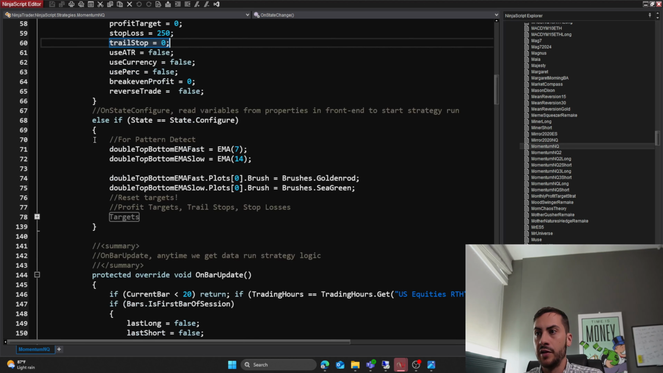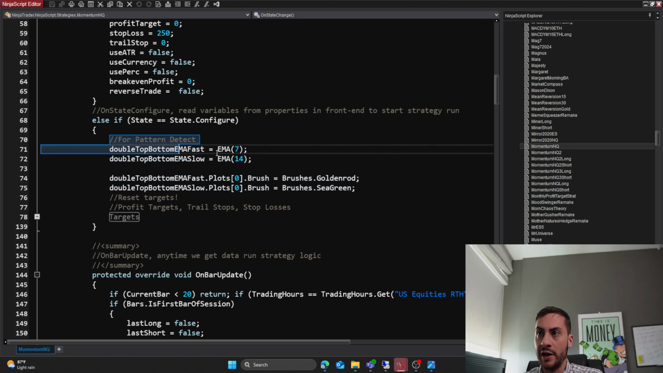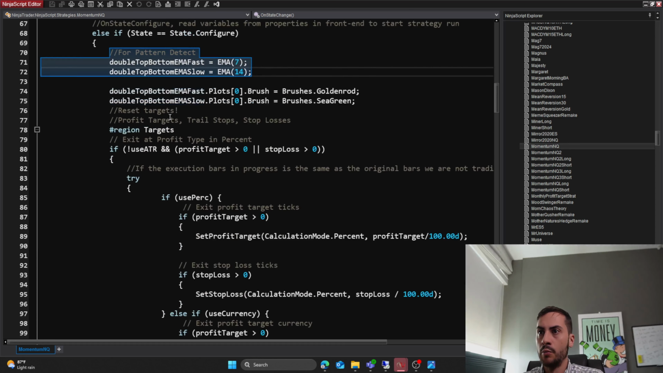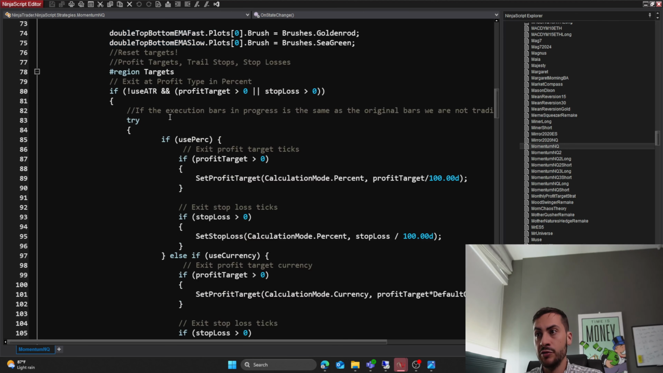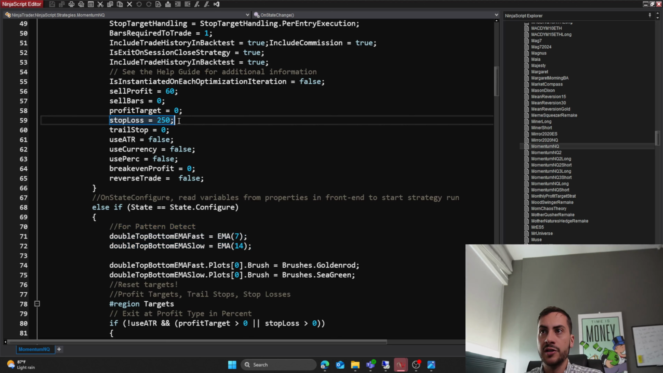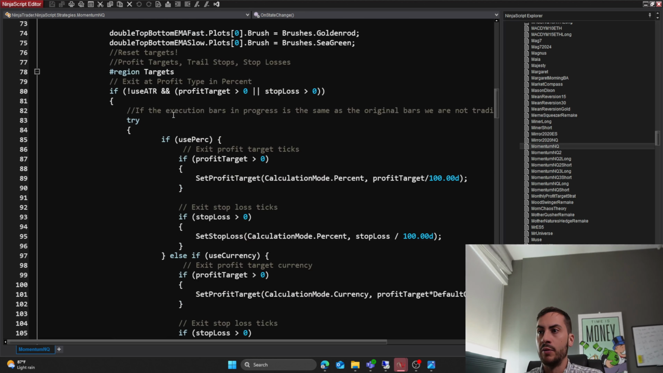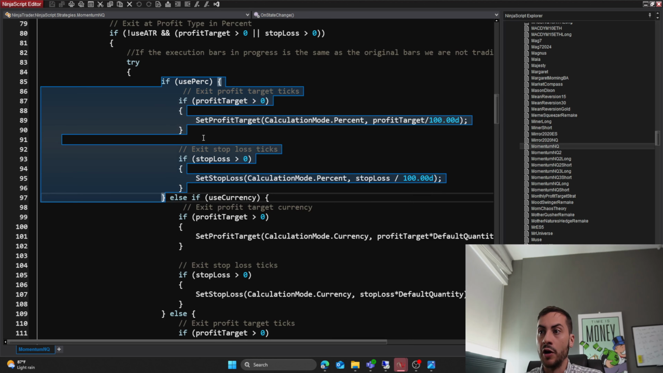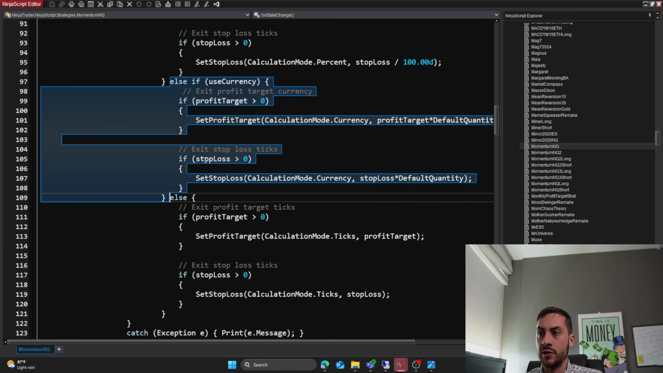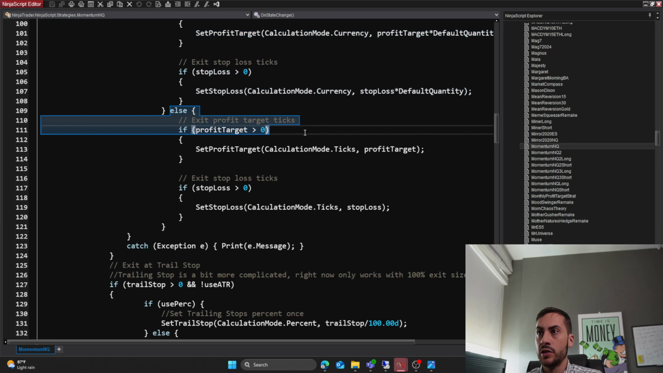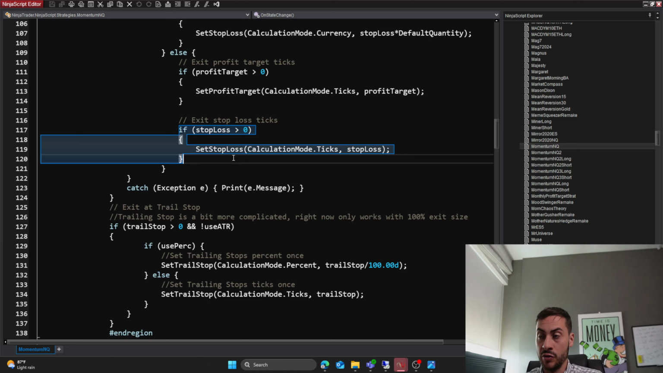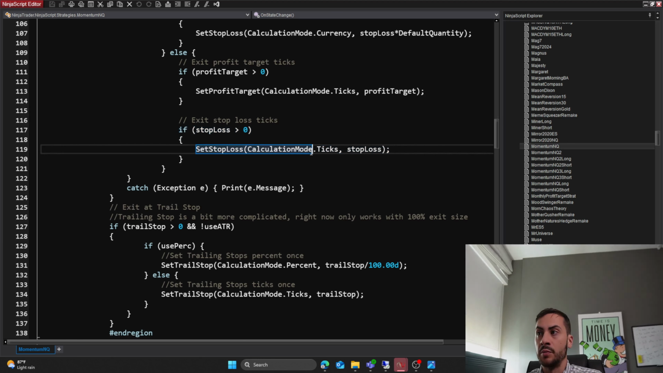Our configure method, these are not used. These are actually for pattern detection, which this strategy doesn't use. You'll see later in the code it uses momentum. Profit targets, we don't use profit targets, but we do use a stop loss. So if we go up, our stop loss is set to 250 here. And we have a bunch of if statements. So we have if used percent, which we're not using, so this is not used. If used currency, which is false, that's not used. Else, we're using ticks. So if profit target is greater than 0, it's not, so that's discarded. If stop loss is greater than 0, this is used. We call set stop loss calculation mode ticks, and then our stop loss variable, which is 250.